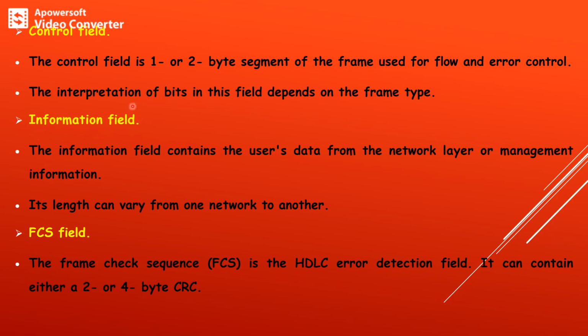The next one is the information field, which is used to carry the user data from the network layer or the management information. So the length of the information field may vary depending upon the network size. The next field is FCS, that is frame check sequence, which in the case of HDLC provides the error detection field. It can contain a 2 to 4 byte CRC value.